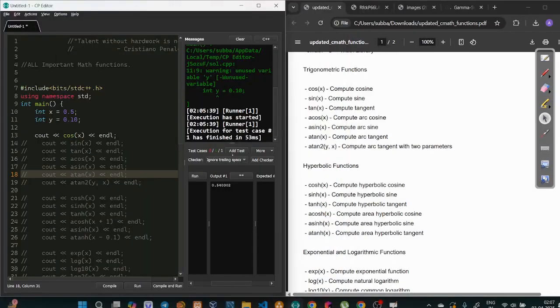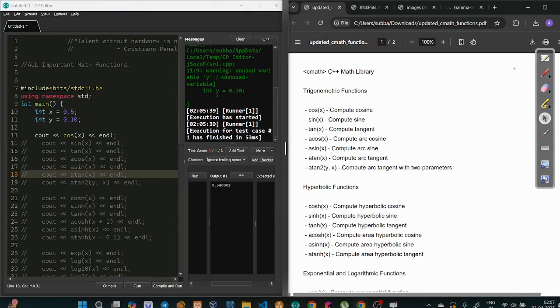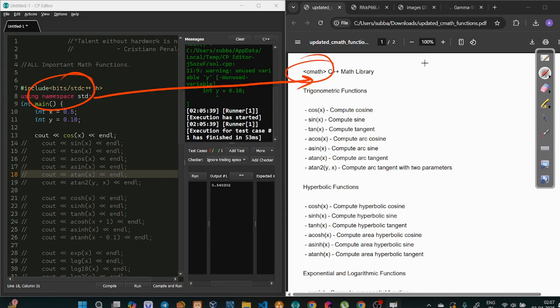Hello everyone and welcome to this video of competitive programming, and in today's video we'll be going through the most important functions in the math library. So basically bits/stdc++.h already includes the cmath library, so you'll not be worried, and we'll just jump right into it. So you can perform cos, sin, tan.